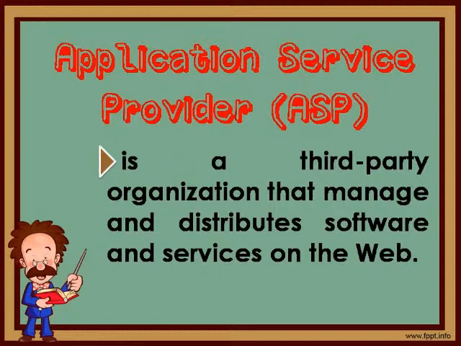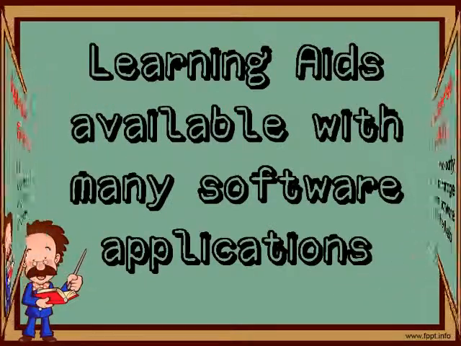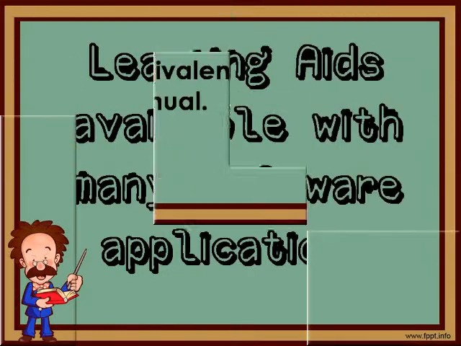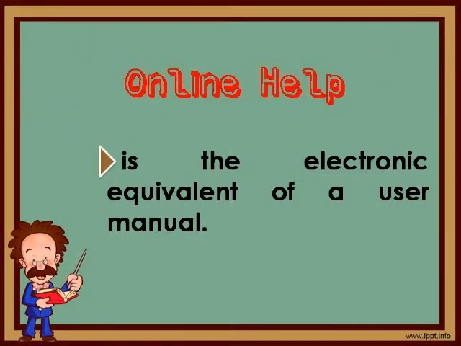Let's describe the learning aids available with many software applications. Many software applications and websites provide learning aids such as online help, FAQs, or wizards. Online help is the electronic equivalent of a user manual, usually integrated into an application software package. Online help often is context-sensitive, meaning that the help information is related to the current task being attempted.